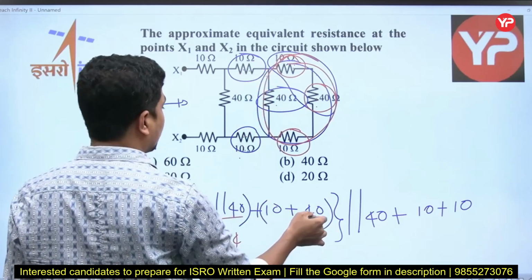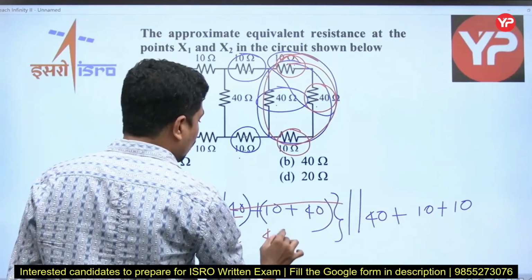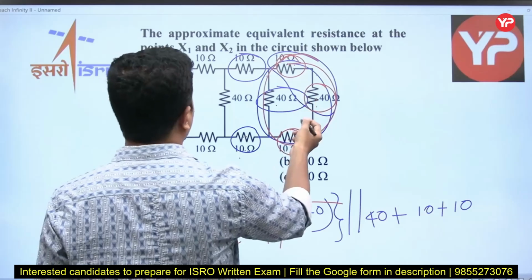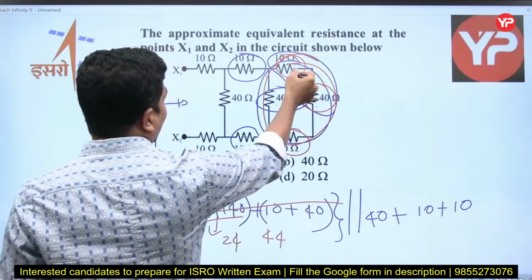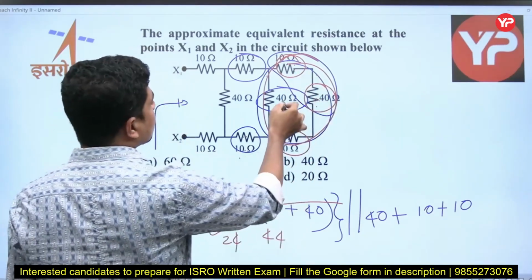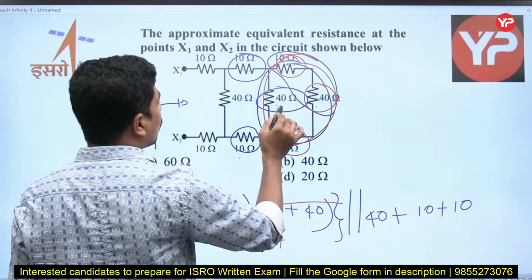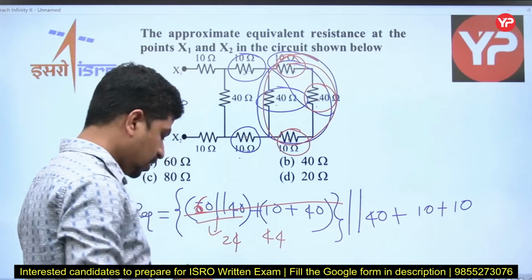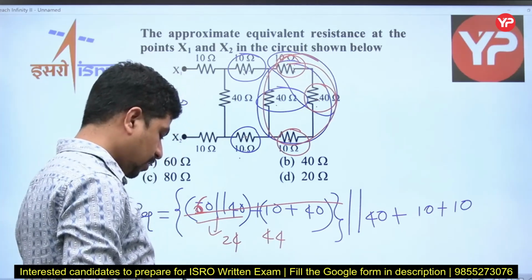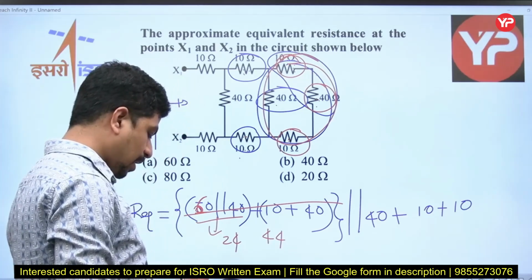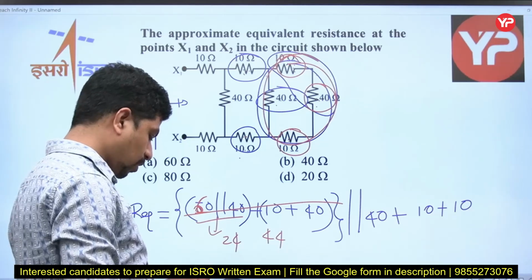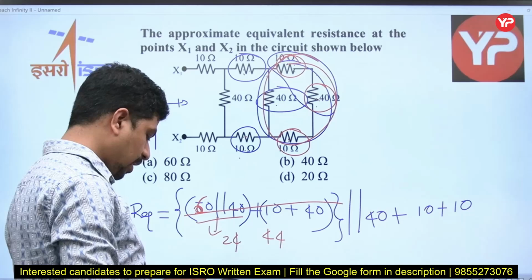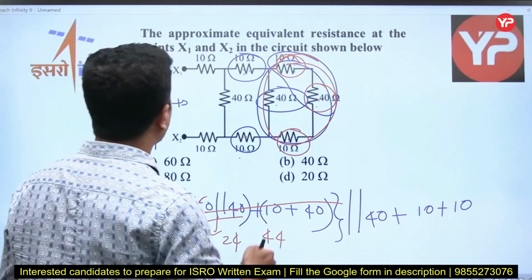44 in parallel with 40. So this total is 44. Just a minute. 10, 40, 10, 60. 60 in parallel with 40 is 24. 34, 44, 44 in parallel with 40. Yes, ours is correct. 44 in parallel with 40. 44 into 40 divided by 84. That is 20.